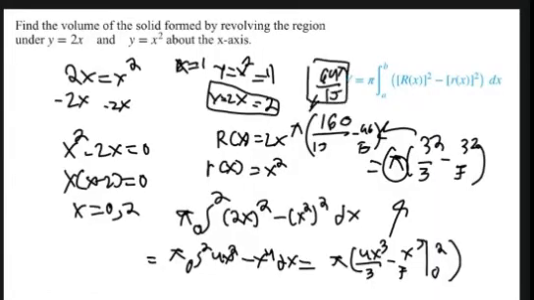So this is a classic AP calculus setup. Find the intersections first, identify the top and the bottom, then use the outer radius minus the inner radius.